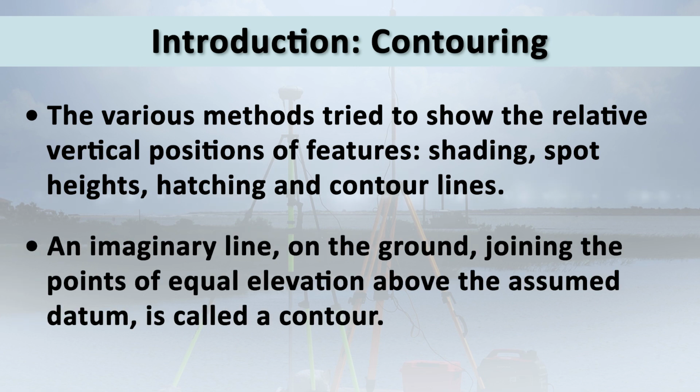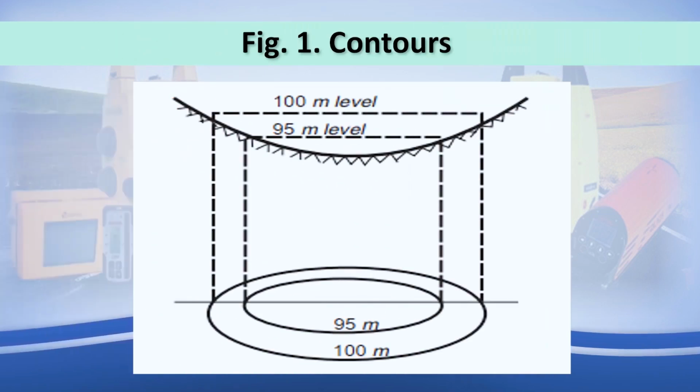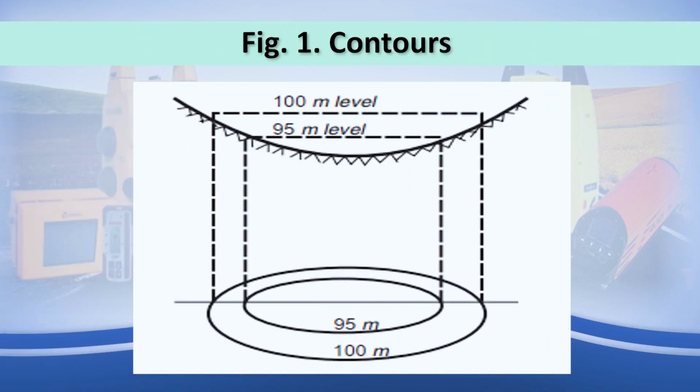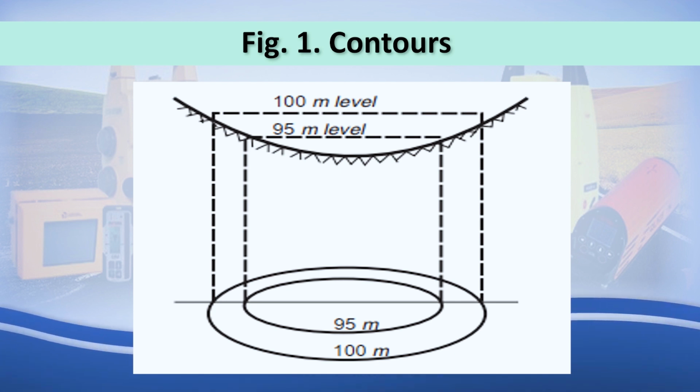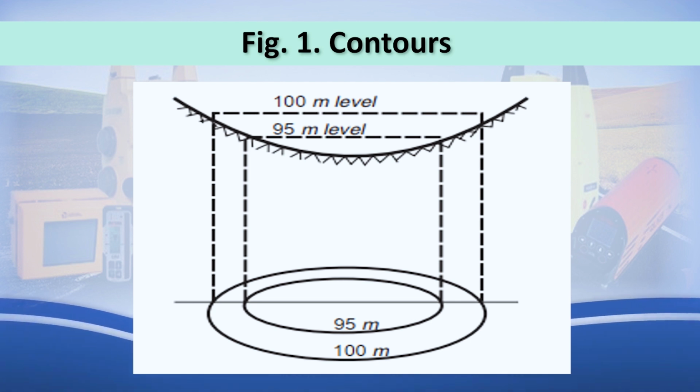So, an imaginary line on the ground joining the points of equal elevation above the assumed datum is called a contour. It is a plan projection of the plane passing through the points of equal height on the surface of the earth. The concept of a contour can be made clear by surveying the boundary of still water in a pond. As you can see in figure number 1, if the level of the water surface is 100 meters, then the periphery of water represents a contour of 100 meters.